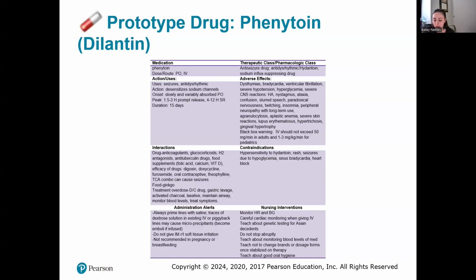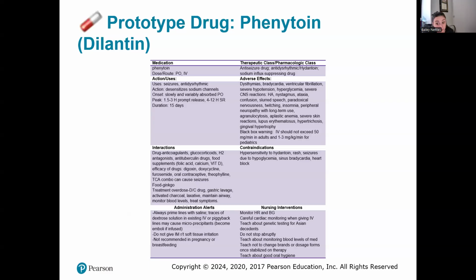Like we've said before, seizure drugs are forever. If it works for you, it works for you. Do not get pregnant on this medication. We do not give it IM because of the irritation, and it is not recommended in pregnancy. If you become pregnant, you need to tell your doctor immediately. Monitor your heart rate, your blood sugar, your blood pressure. We talked about all that. Cardiac monitoring. Genetic testing might be needed for Asian descendants because of a possible interaction, and they could react poorly.